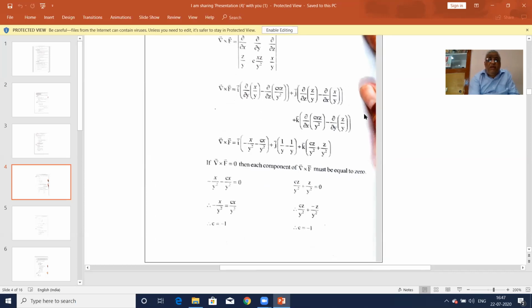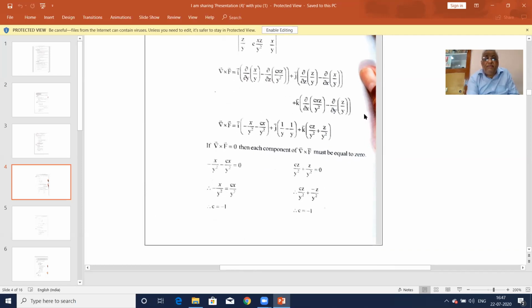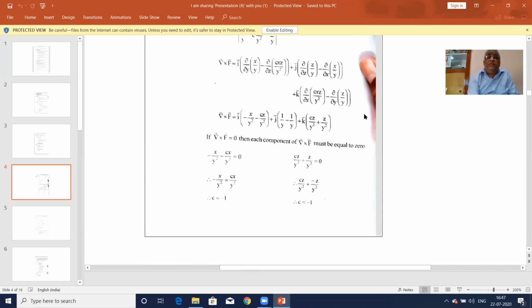So if F is a conservative force, the value of c is minus 1.